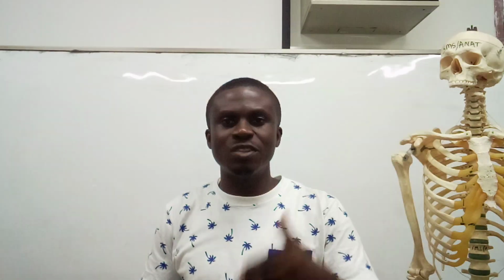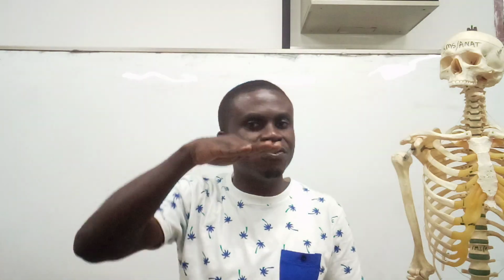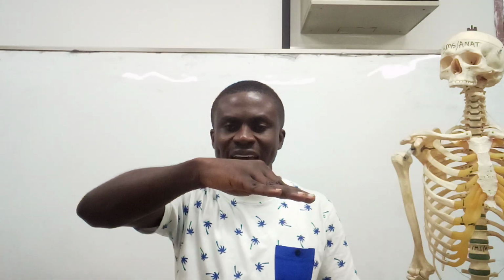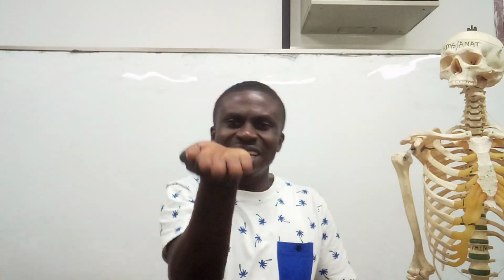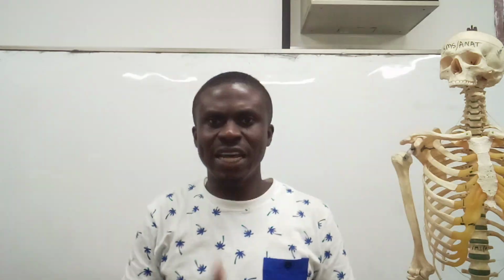So you have to know this movement. If I'm using the forearm and the hand as an example, then this is the pronated forearm and hand. Then if I do the opposite, then this is the supinated forearm and hand. That is one thing that I want you to know.